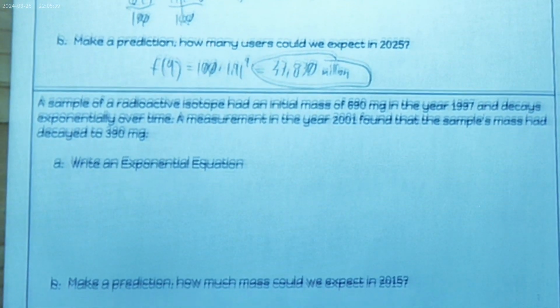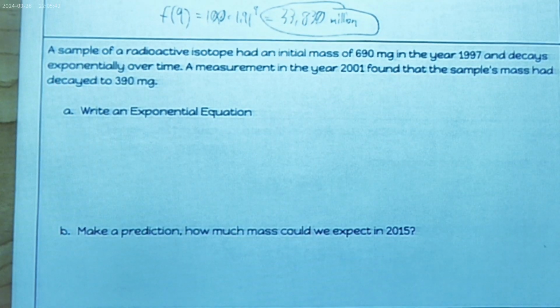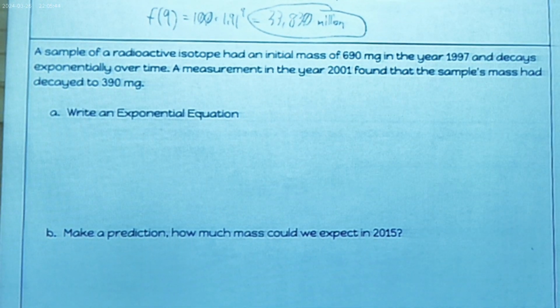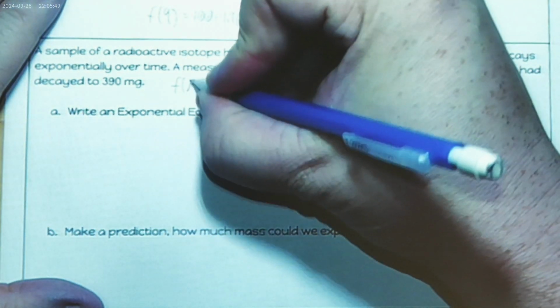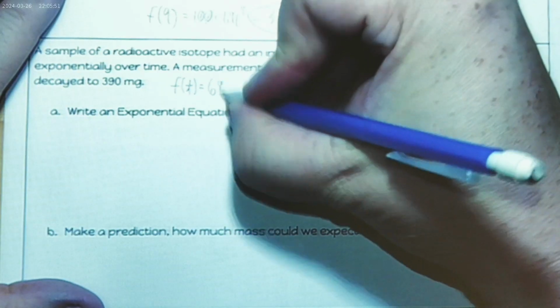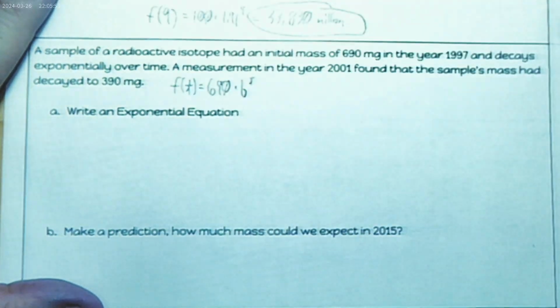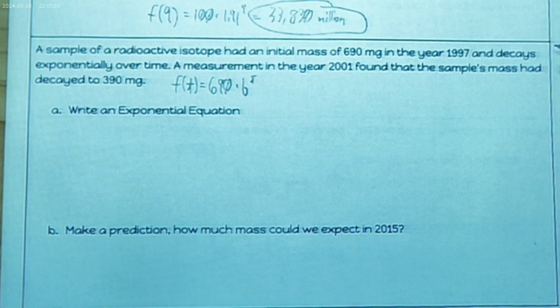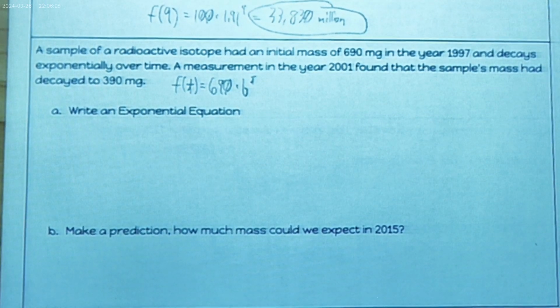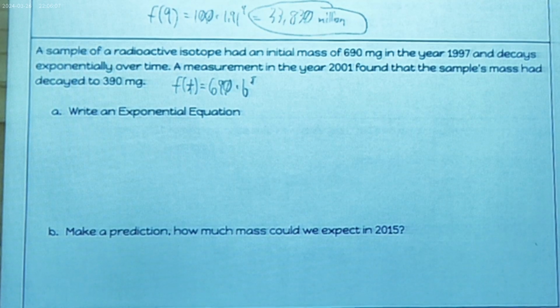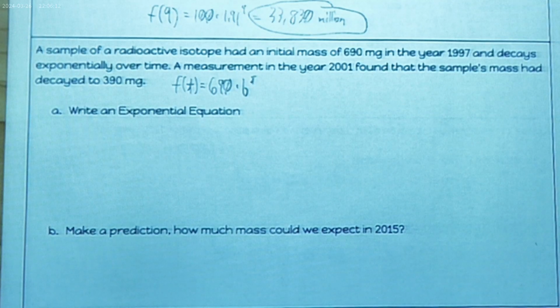Alrighty, the last one. We've got some radioactive stuff to use. It has an initial mass of 690 milligrams. Oh, well, all right, we're starting out pretty well. In 1997, and it decays exponentially over time. All right, so we're not so lucky that it's going to give us the rate and we can solve it in one step. I was kind of hoping for that, but we're smart enough. We can keep this up. So a measurement in the year 2001 found that the sample's mass had decayed to 390.